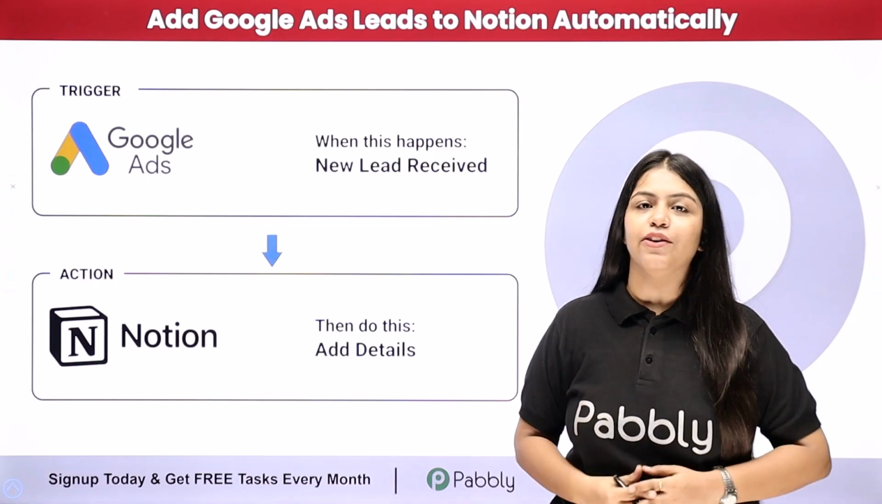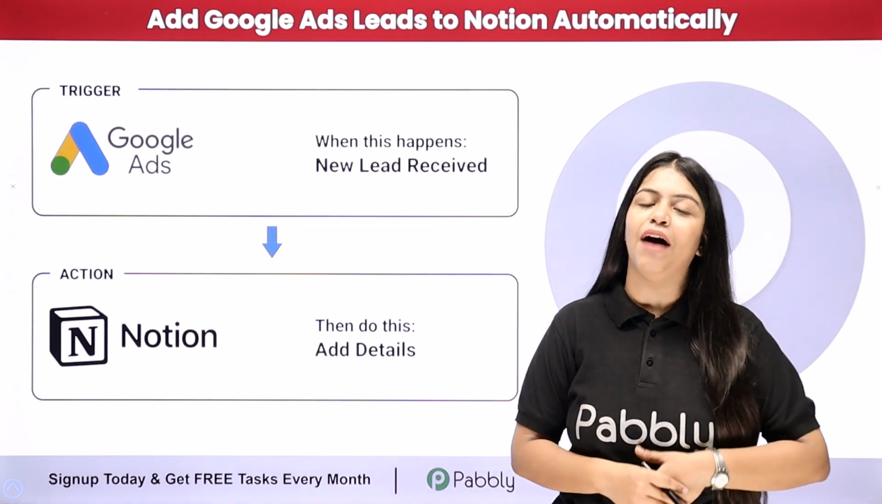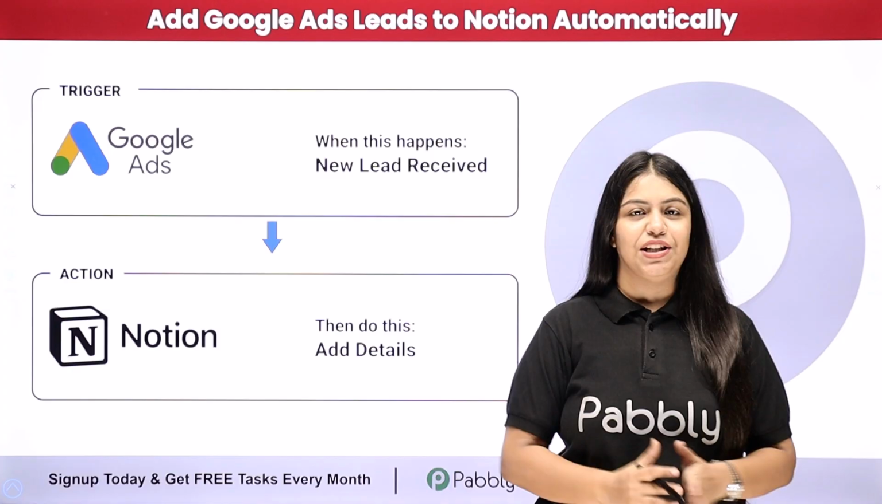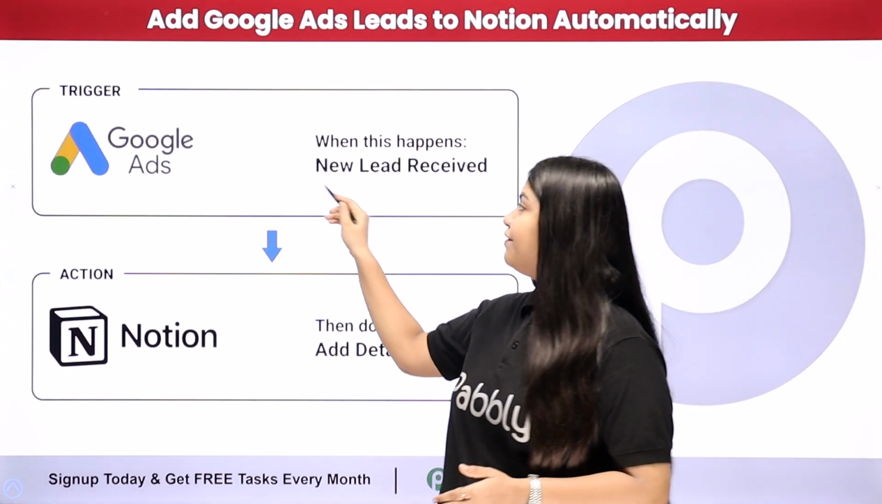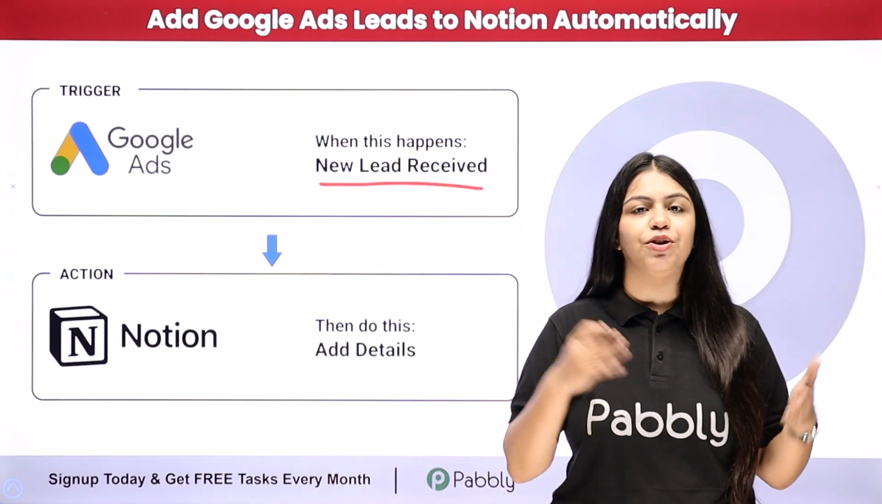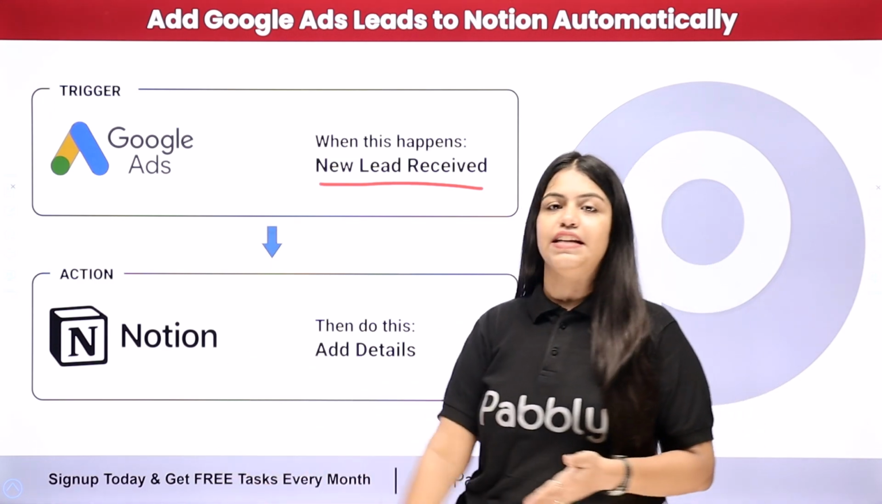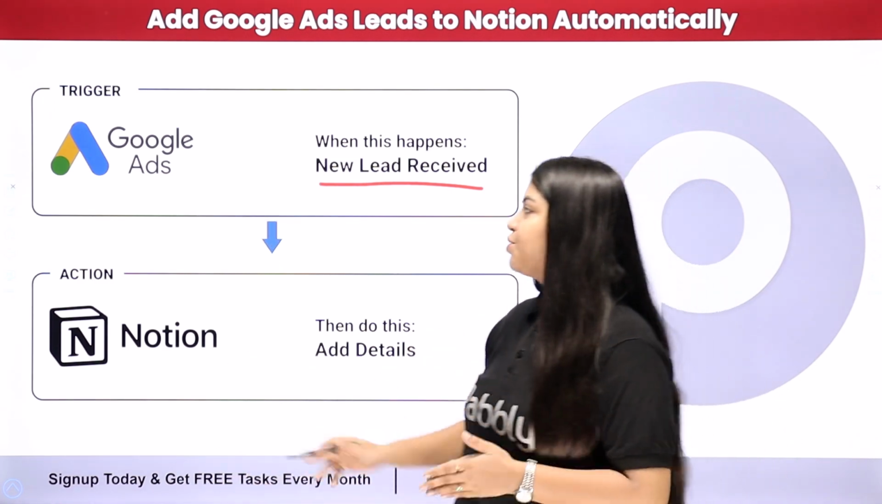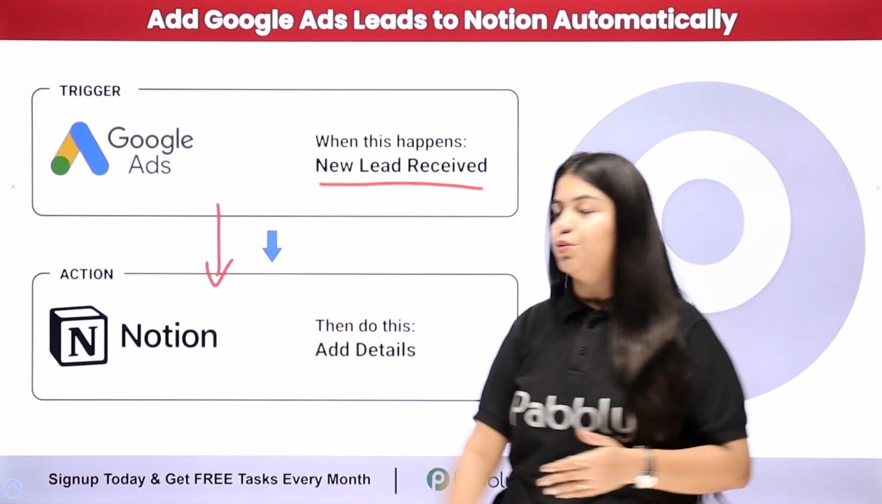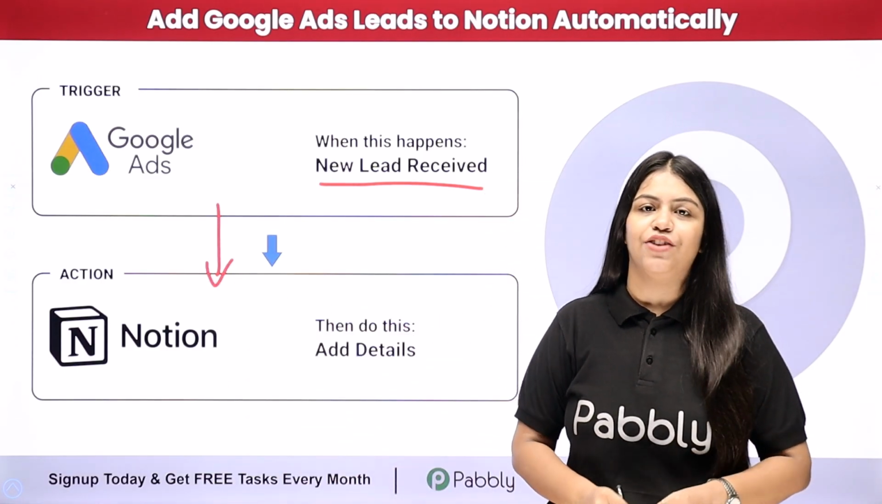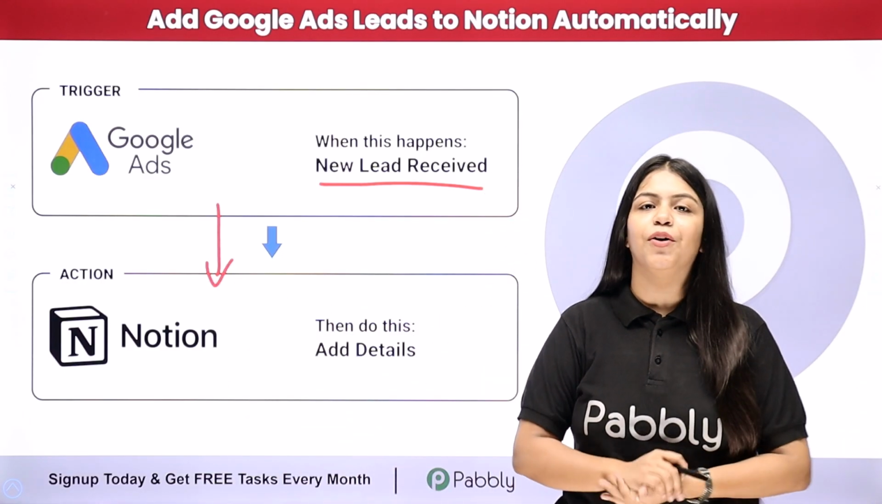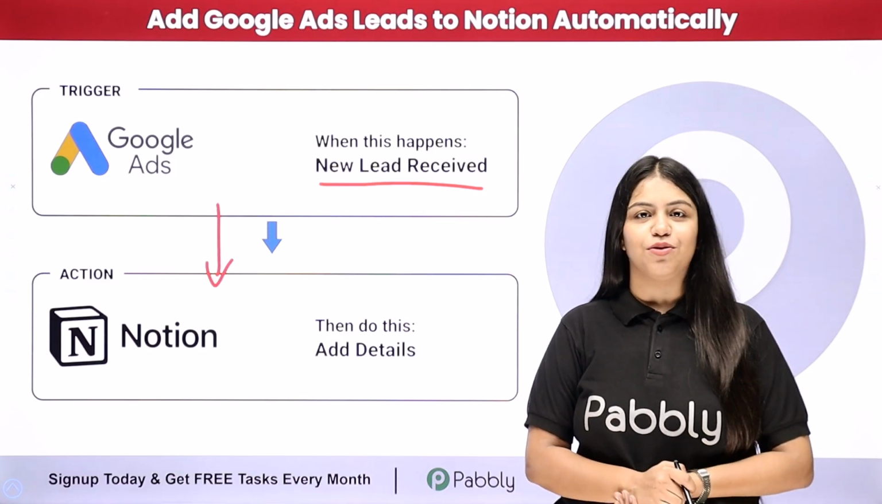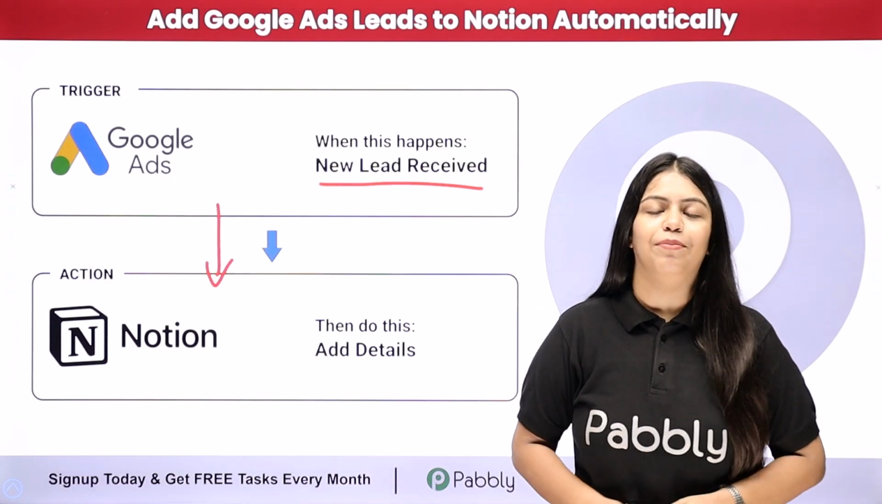So like you, I also use Google Ads to get more leads for my own business. And now what I want is that as soon as we receive a new lead from Google Ads, I want to add the details in my Notion database. So to do this, we are going to create a connection between Google Ads and Notion, and we are going to create this connection without knowing any programming or coding language using an amazing automation software which is Pabbly Connect.